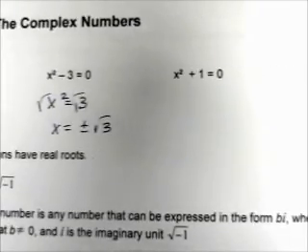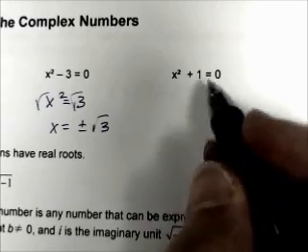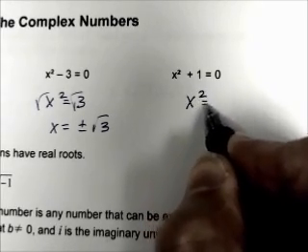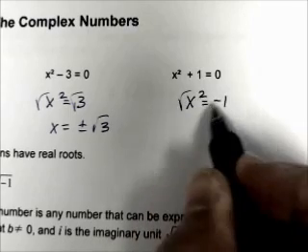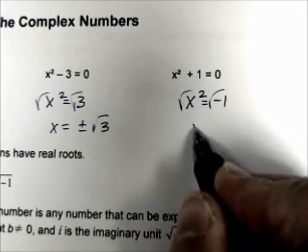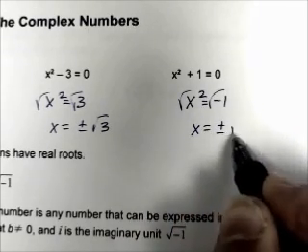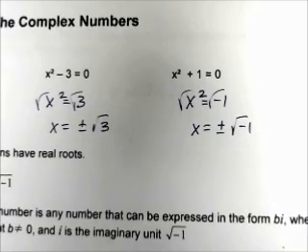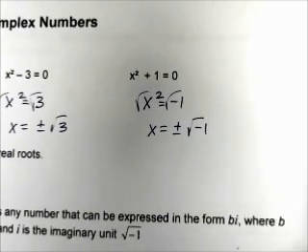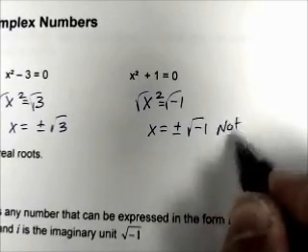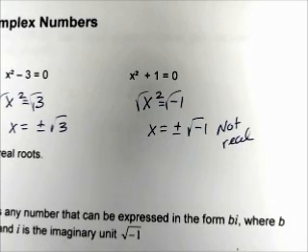And the third one, x squared plus 1 equals 0. Subtract 1 from both sides, and x squared equals negative 1. And then take the square root of both sides, x equals plus or minus the square root of negative 1. Well, we know that the square root of a negative number is not real. It's imaginary.